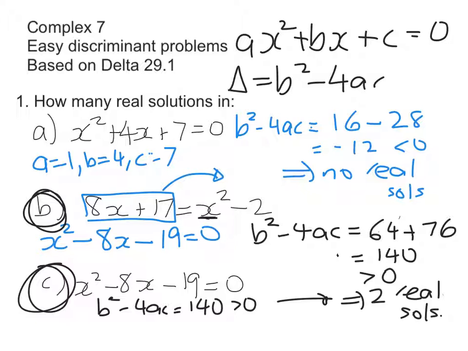Just remember that later on in the topic, this one here that had no real solutions actually has two complex solutions. If you're watching this and you're doing level 2, you won't know that part of it yet. But it's going to have two complex solutions, and they come in pairs, so we can use completing the square or the quadratic formula to find those two complex roots, but we're not going to do that today.